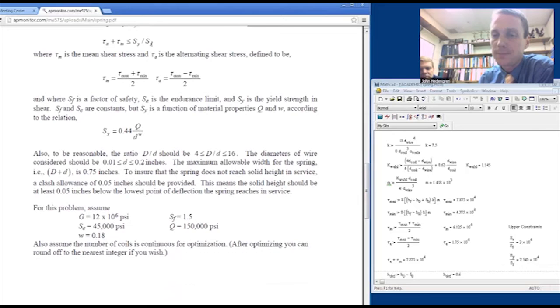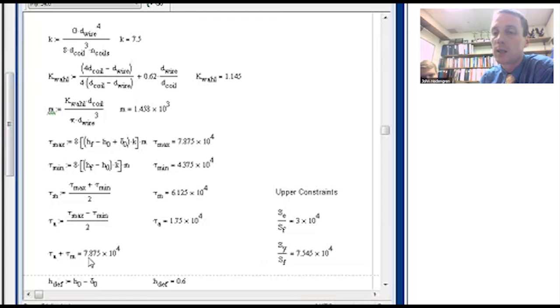Okay, so that's tau A plus tau M. Then at the nominal conditions, it was equal to about 8 × 10⁴, and we have to be less than this value right here. So with our nominal conditions, we're violating that.